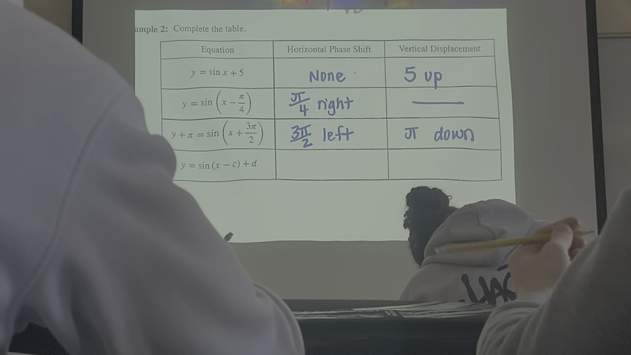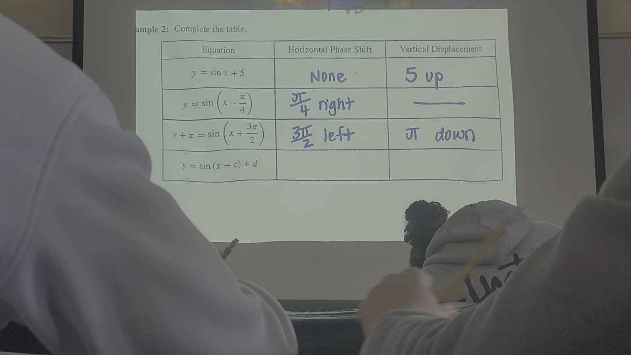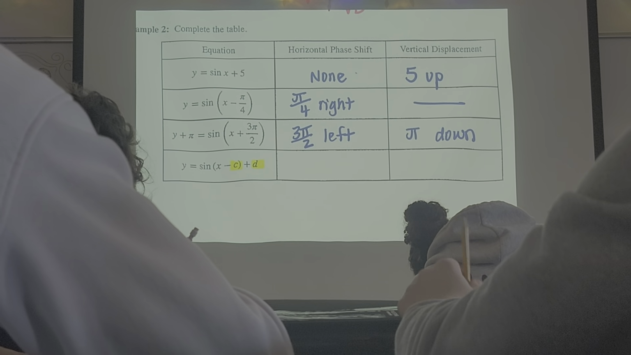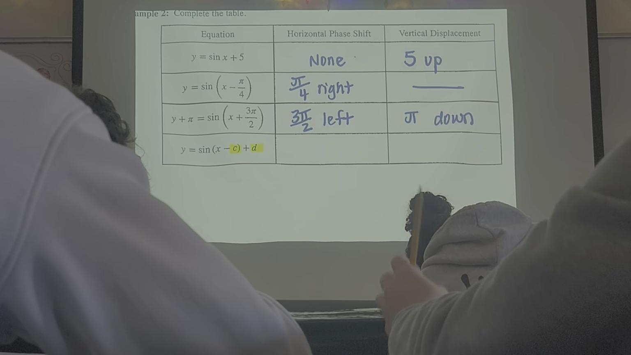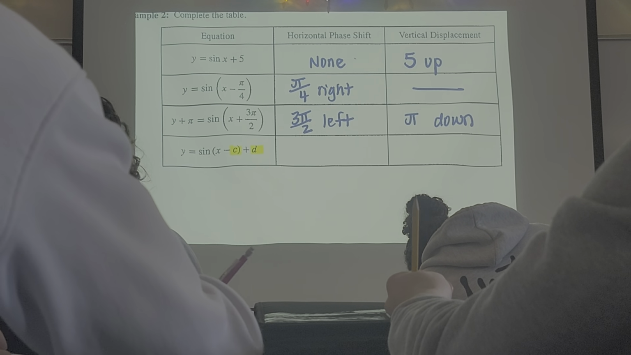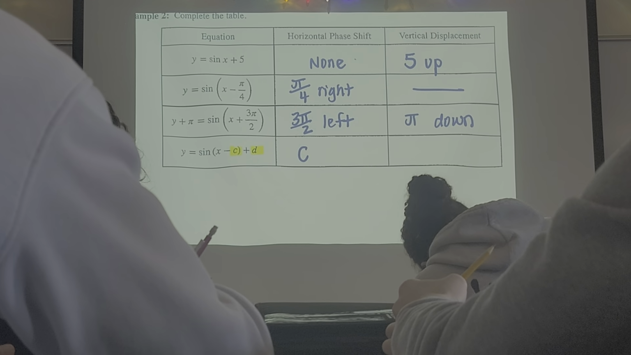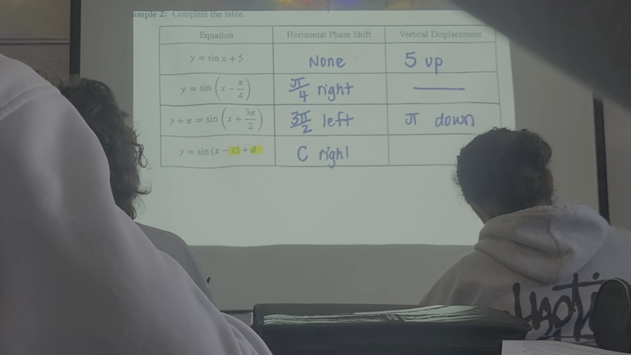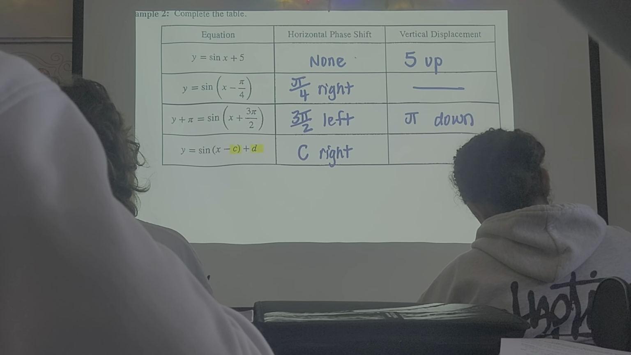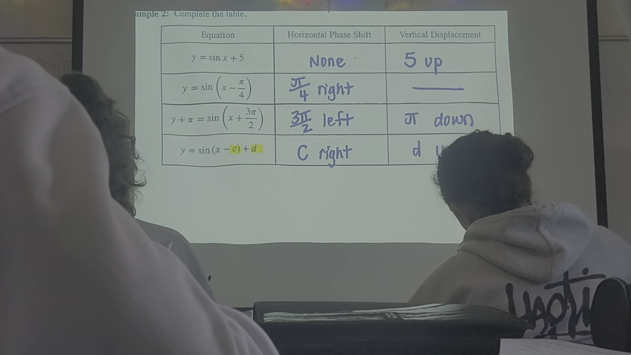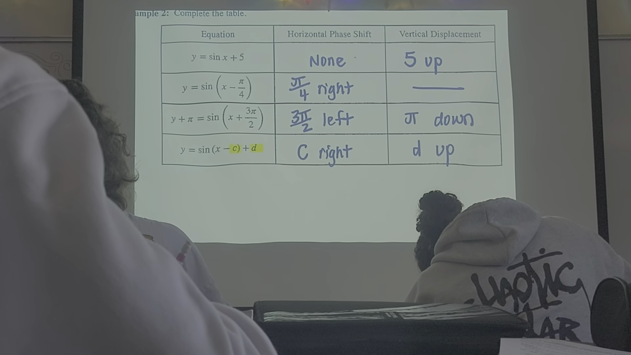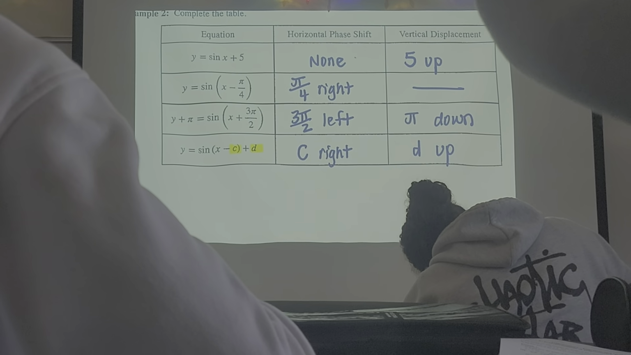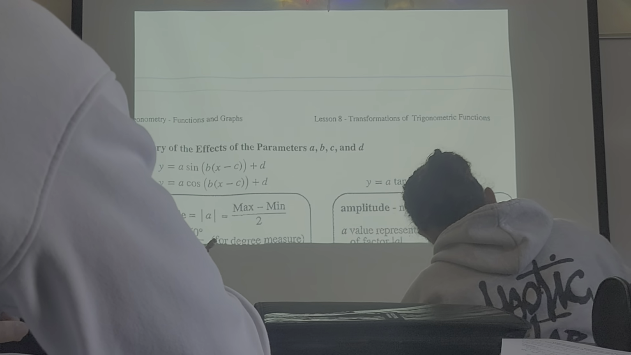So our general form of our equation is with the C and our D, kind of like when we just did transformations. So phase shift will be C. In this case, it would go right. And then plus D would be D up. So the C value is our phase shift. D is your displacement.